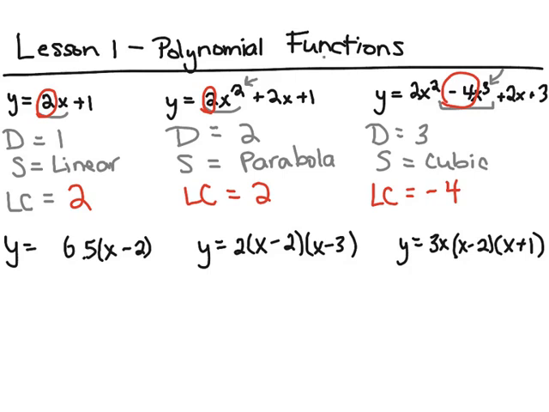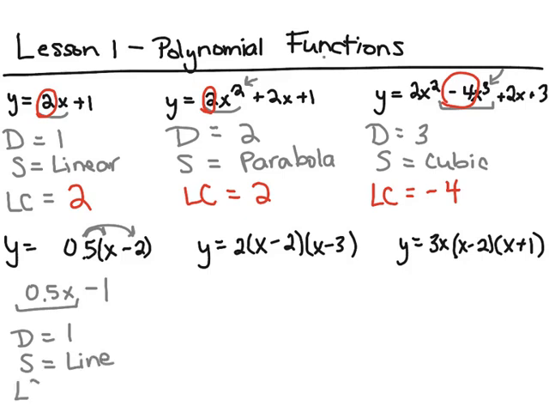For the bottom ones, these ones are a little bit different because they're not in standard form. So the way that we would do these is we'd first get rid of the brackets. For this one, we'd expand, so this would be 0.5x minus 1. So our degree, this is still our biggest x term, so our degree is 1. The shape is a line, and the leading coefficient is 0.5.